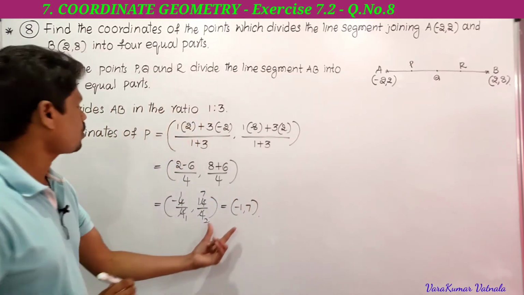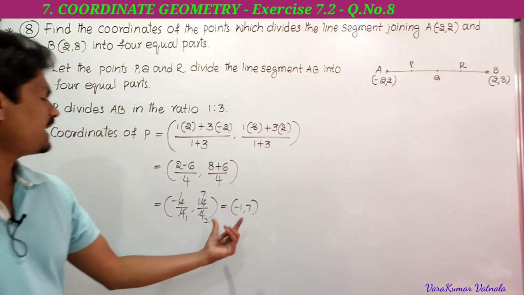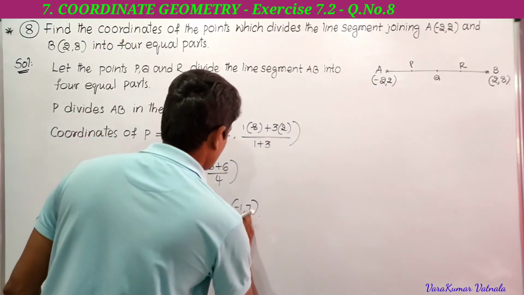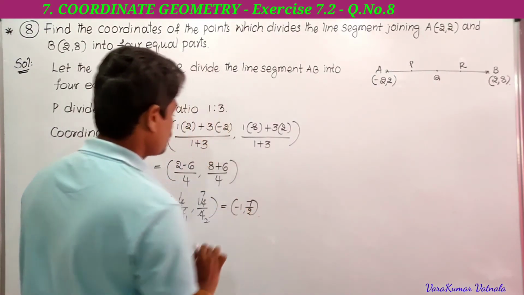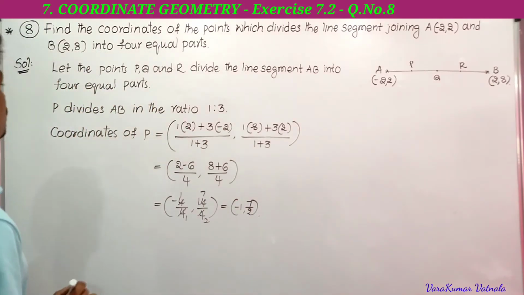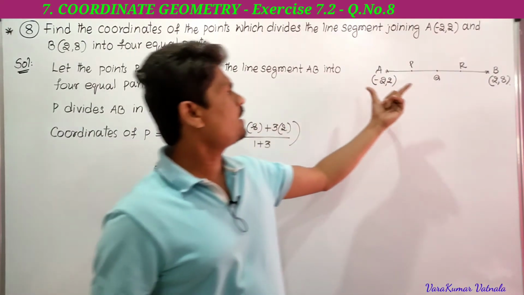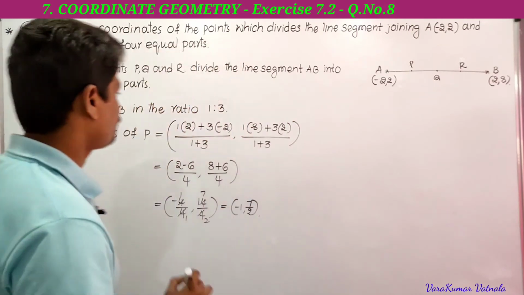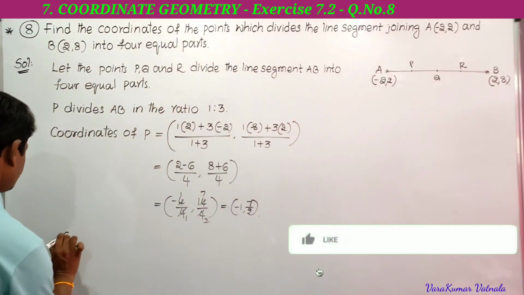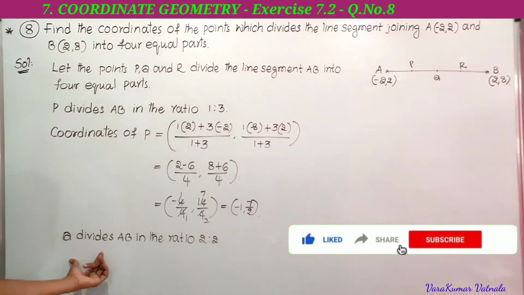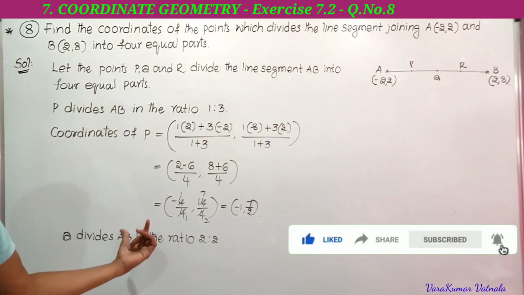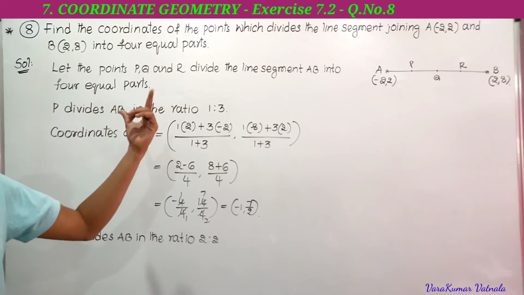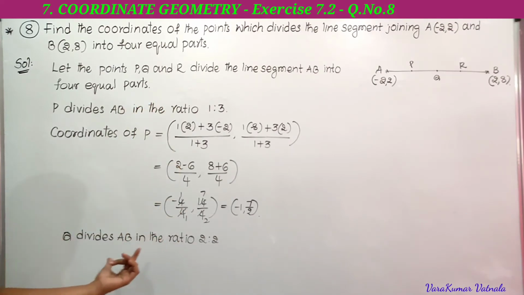So these are the coordinates of P: minus 1 comma 7 by 2. Next, Q divides AB in the ratio 2:2. Now we have to find the coordinates of Q by substituting in the section formula again.